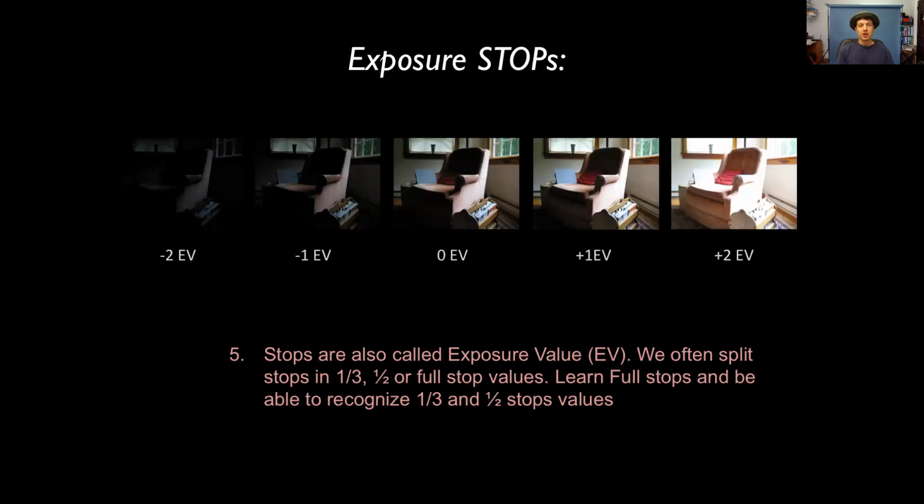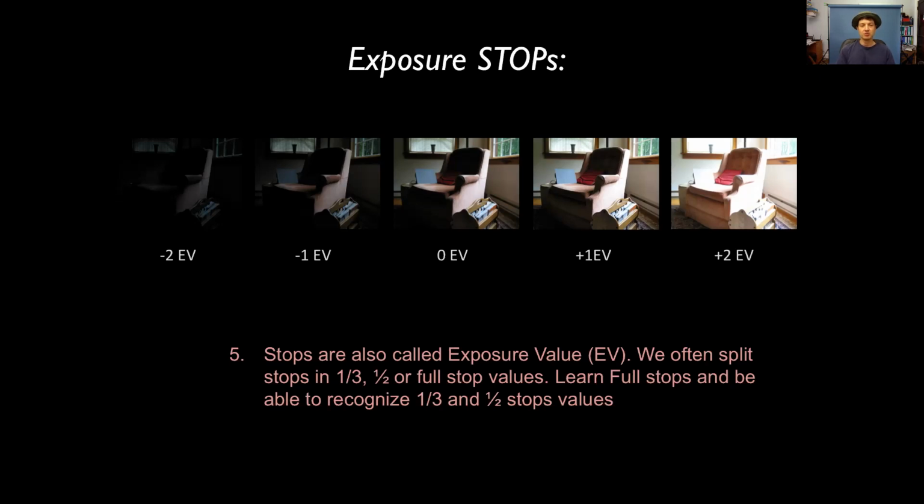Another thing to just know is that stops are also called exposure value, and we often split stops into 1/3 or half or full stop values. The full stop values of each of the units that we use for, say, aperture or shutter speed or ISO, it's important to understand those typical numbers because those are like signposts on the roadmap for you to know where you're at and what's changing.